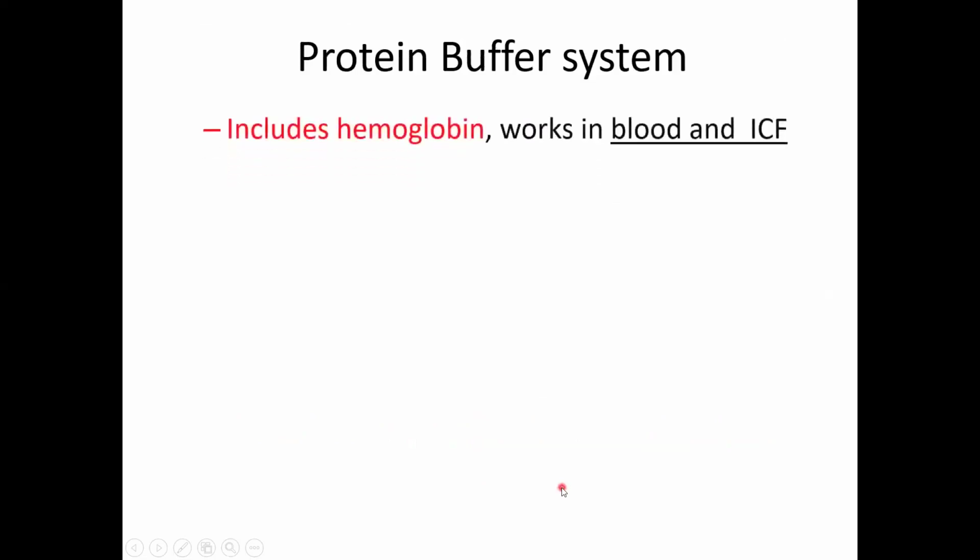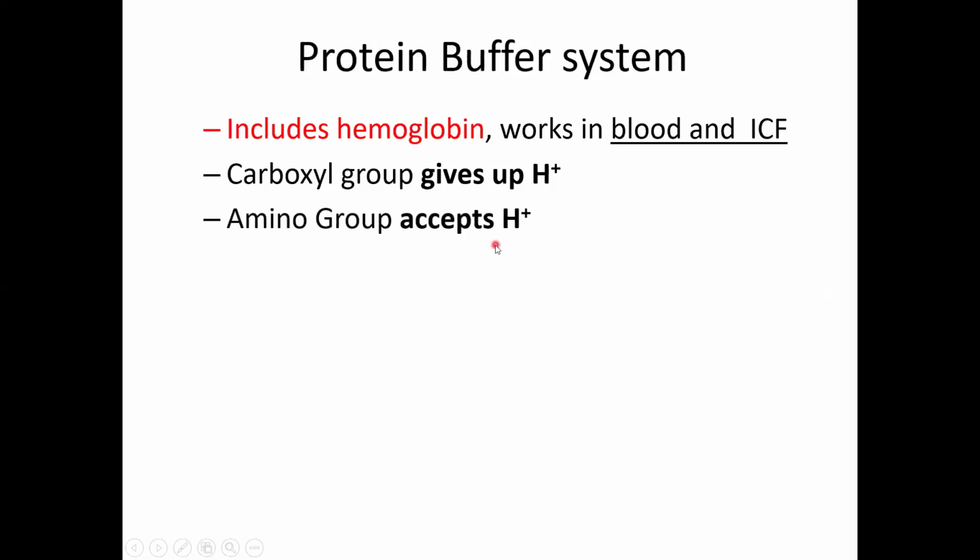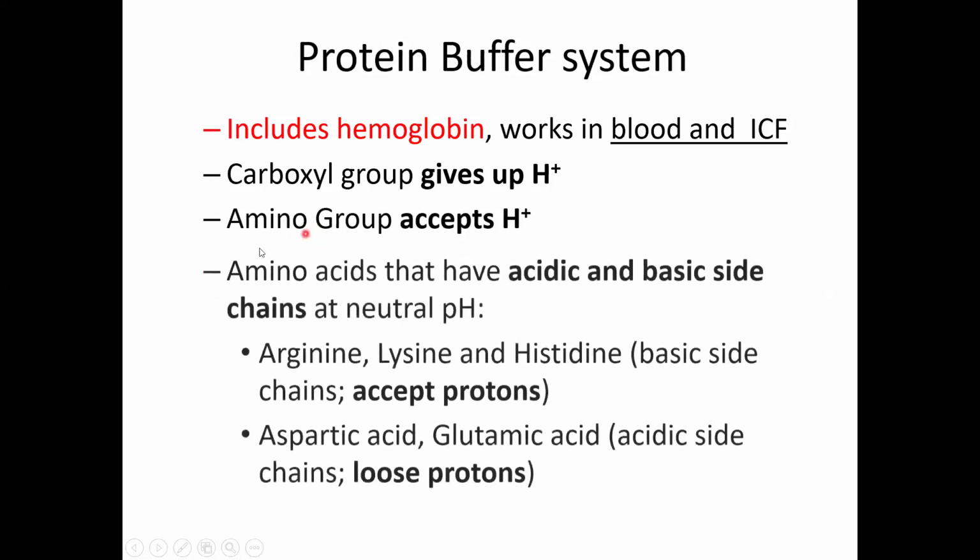The protein buffer system is also a very strong buffer system. It includes hemoglobin and it also works in blood and intracellular fluid. How? We know that hemoglobin is a protein. It is made up of carboxyl and amino groups. The carboxyl group is acidic. It is a carboxylic acid attached in the amino acid, so it can give up hydrogen ions. The amino group accepts hydrogen ions because it acts as a base.